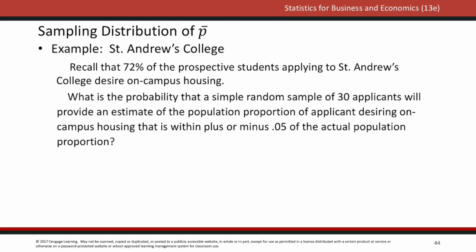And this builds up on the example that we have been working on for this chapter about St. Andrews College. 72% of the prospective students applying to St. Andrews College desire on-campus housing. What is the probability that a simple random sample of 30 applicants will provide an estimate of the population proportion of applicants desiring on-campus housing that is within plus or minus 0.05 of the actual population proportion?